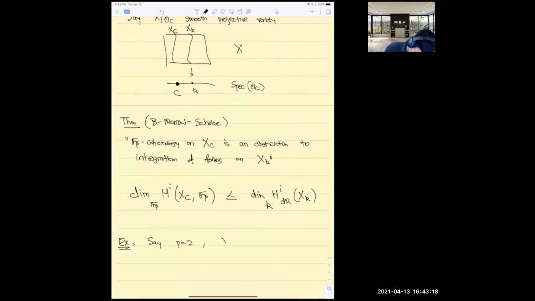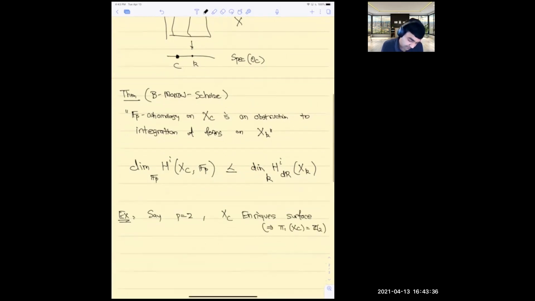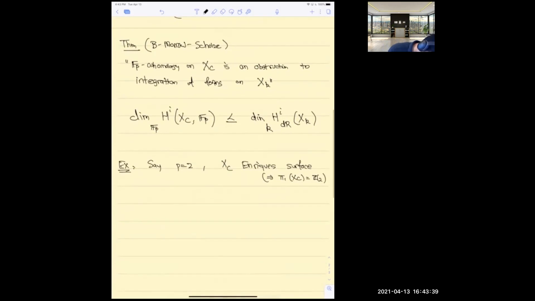And my variety in characteristic 0, this X_C, is a surface whose fundamental group is Z mod 2. So I would say it's an Enriques surface. The most important feature for me is that pi 1 of an Enriques surface is Z mod 2. Because pi 1 is Z mod 2, it's easy to see that H1 of X_C with mod 2 coefficients is homomorphisms from pi 1 into F2 in this case. So this is also just a copy of F2. In particular, it is non-zero.